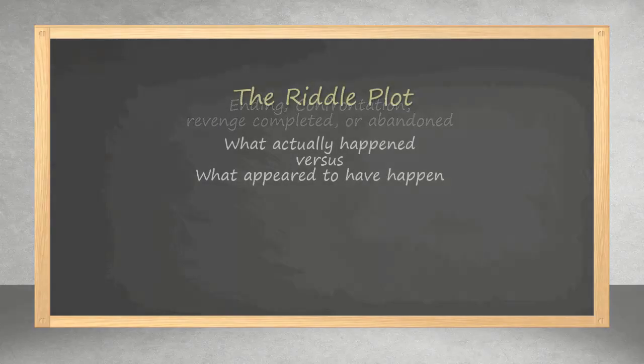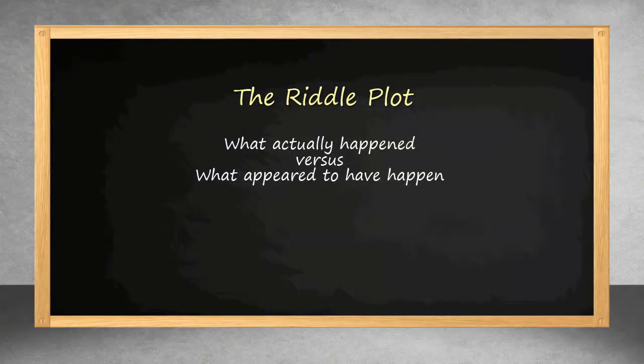Next, let's look at the riddle plot. The riddle plot is really a mystery story, and it's really two stories in one. It's the story of what happened and the story of what appears to have happened. And we know by nature that in the riddle plot, things are not what they seem on the surface. There are plenty of clues that lie within the words and the actions of the characters. Oftentimes in the riddle plot, there's a red herring. Something's thrown into the story that appears to be a clue, which really isn't a clue at all.